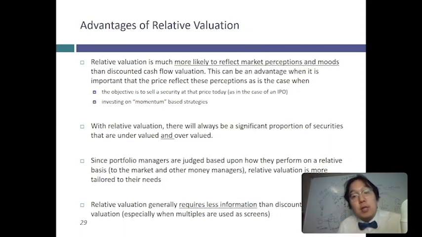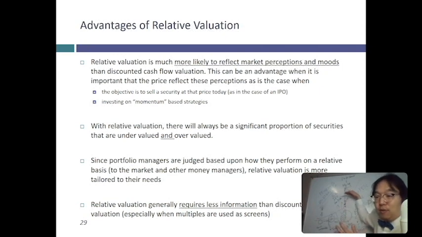With relative valuation, there will always be a significant portion of securities that are undervalued and overvalued. Of course, because we take the average, or if we take the median, by the way, which is equivalent in the sense that it is representative of the PE ratio, that kind of metric. 50% has to be bigger than this, 50% has to be smaller than this, right? So there will be a fair proportion of securities that are undervalued and overvalued, so that you will be able to trade based on this judgment.